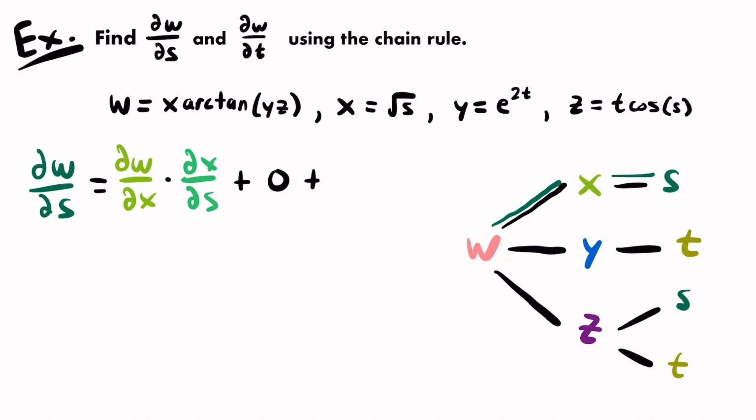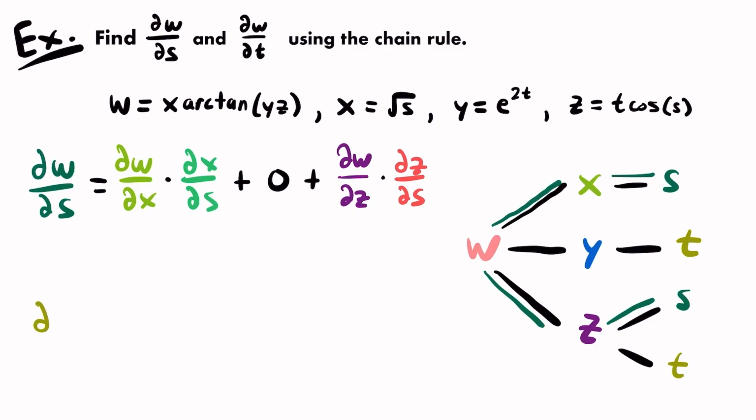Okay, but then we still need to account for the third term, which we would get by traveling along the path from w to z to s. All right, so that would be this path right here. So we'll take a partial derivative of w with respect to z, and then multiply that by the partial derivative of z with respect to s. All right, so that will be our partial derivative of w with respect to s.